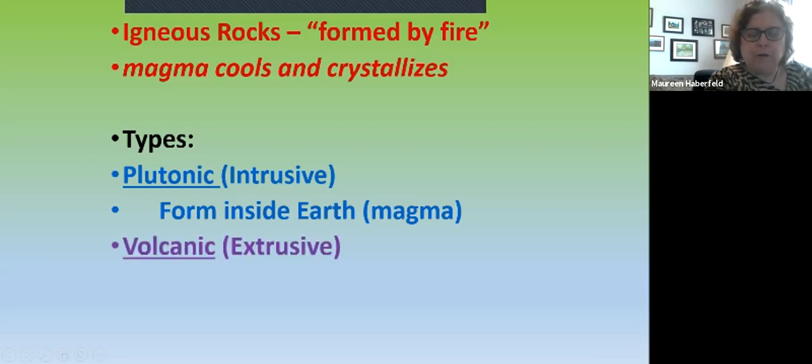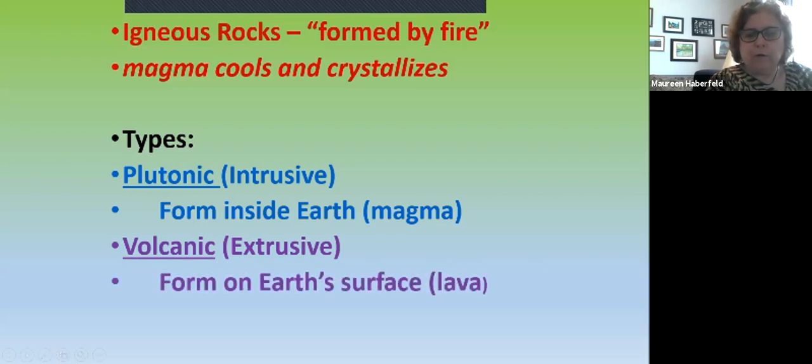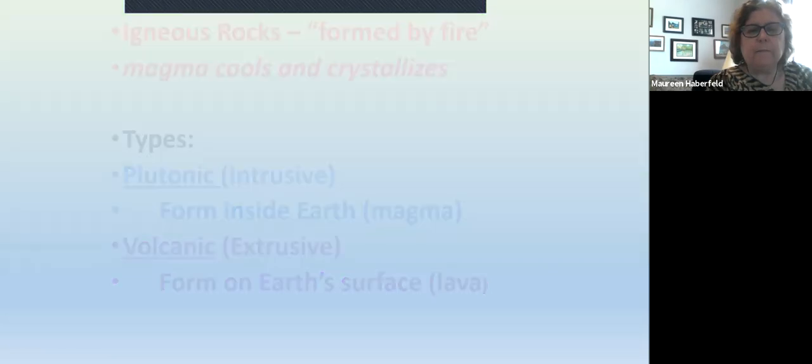Volcanic or extrusive igneous rocks come from lava that actually exits the Earth and forms on the Earth's surface. So they cool and crystallize at the Earth's surface. Rocks that cool and crystallize beneath the Earth's surface from magma cool and crystallize at higher temperatures than rocks that crystallize at the Earth's surface.